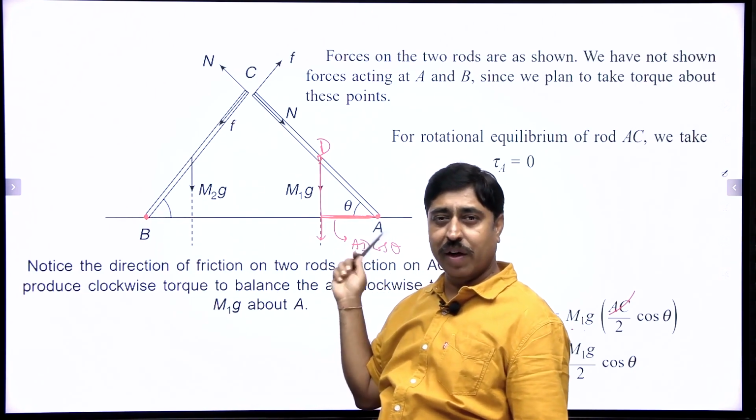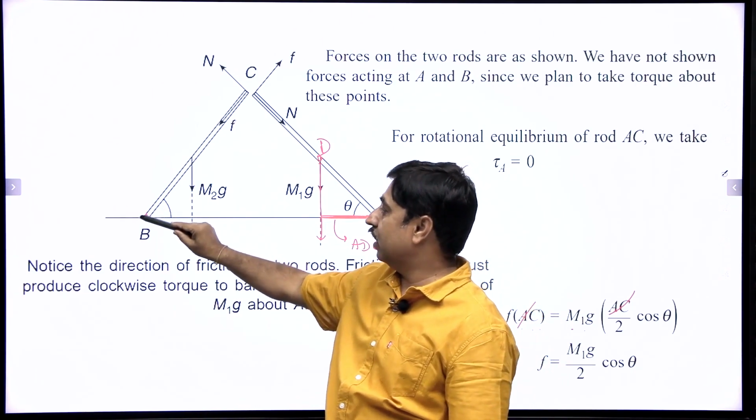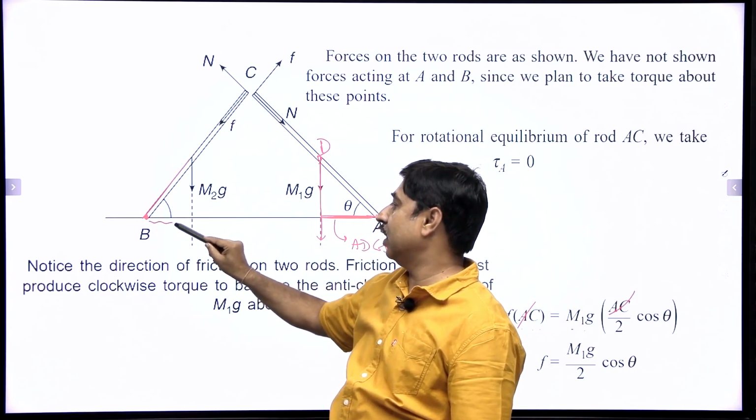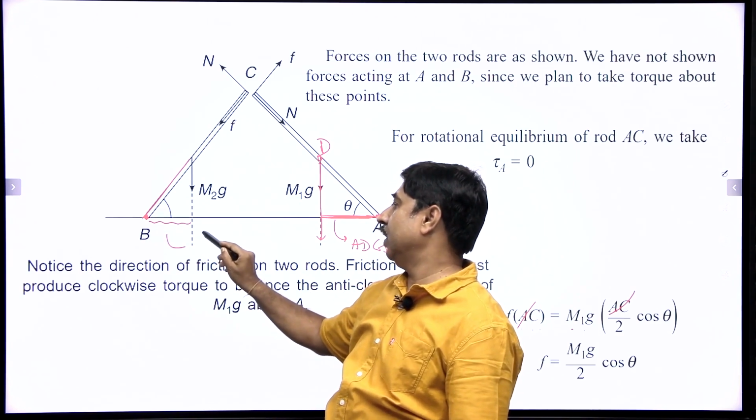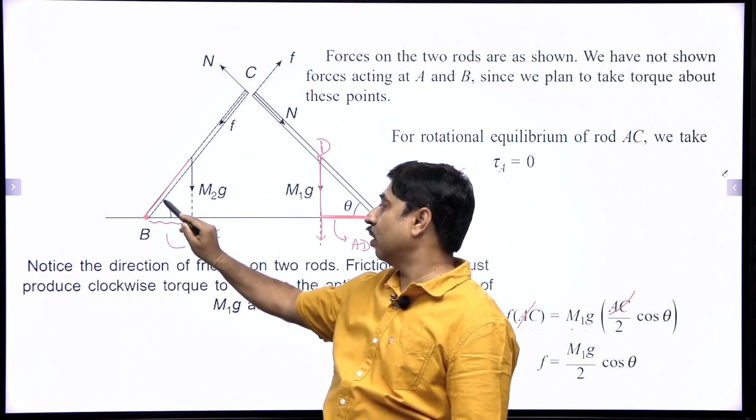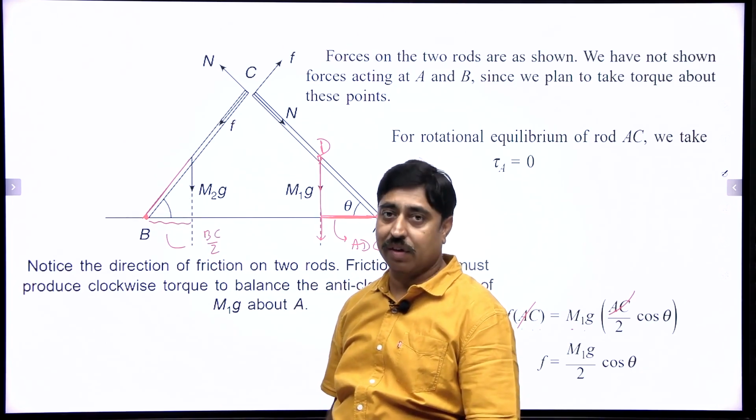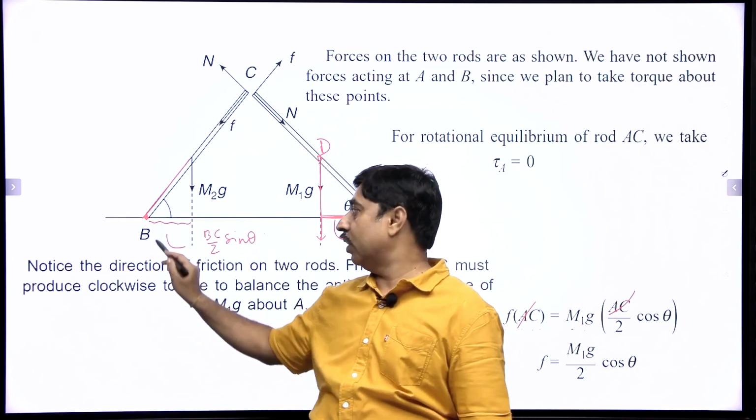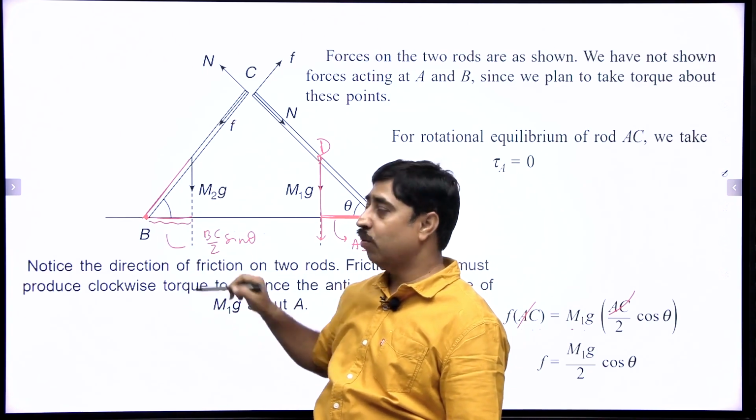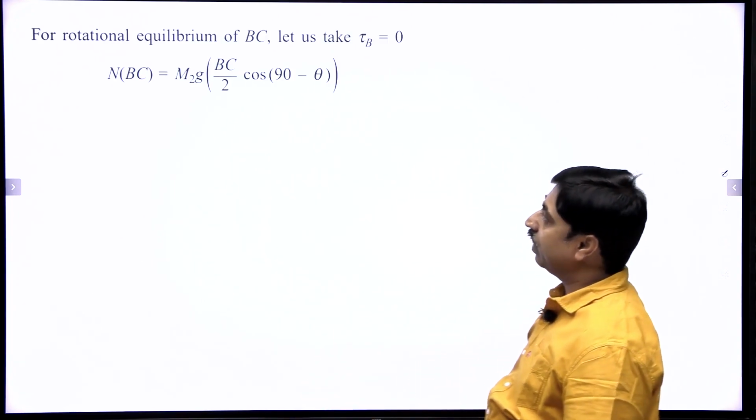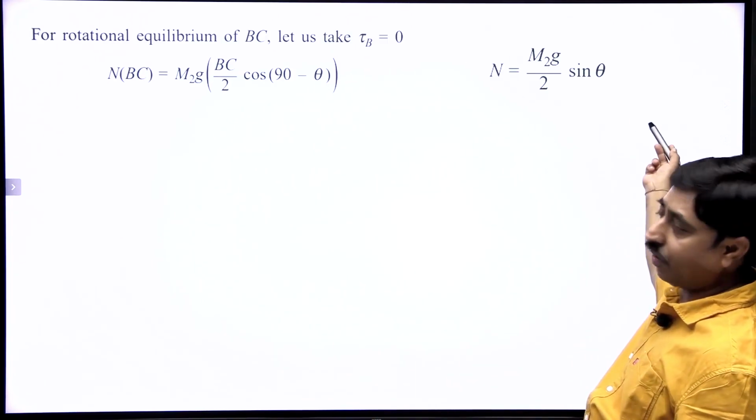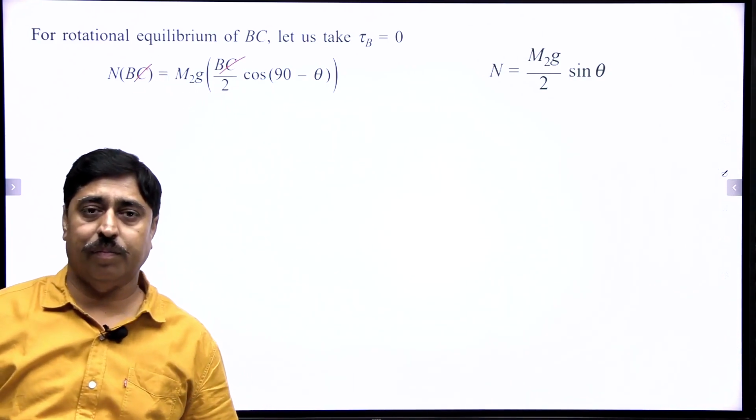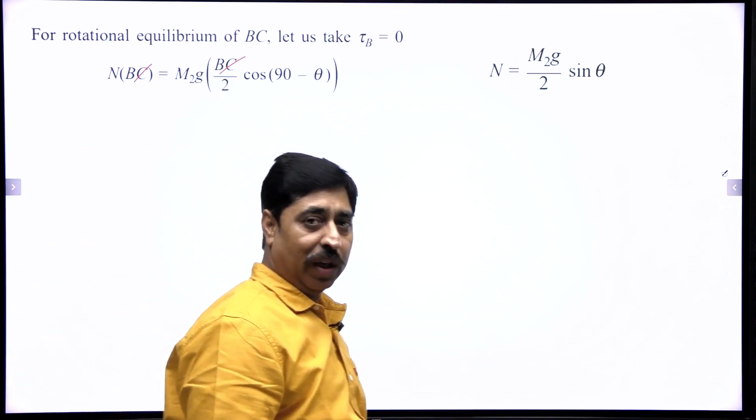You can write it in a similar way as we did here. This length is half of BC, and this length is BC upon 2 cos of this angle. This is 90 minus theta. Cos of 90 minus theta is sin theta. So this length is BC by 2 sin theta into M2g. So we have framed this equation here. Okay, this BC cancels out. Look at it carefully. Normal reaction is equal to M2g by 2 sin theta.